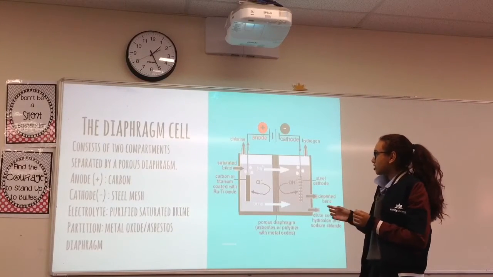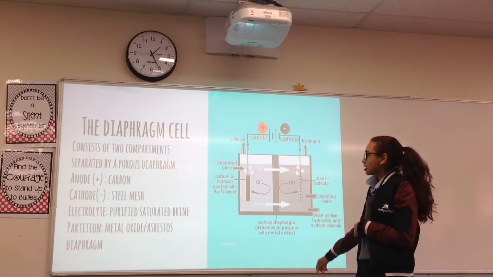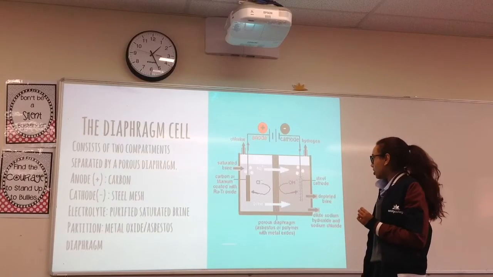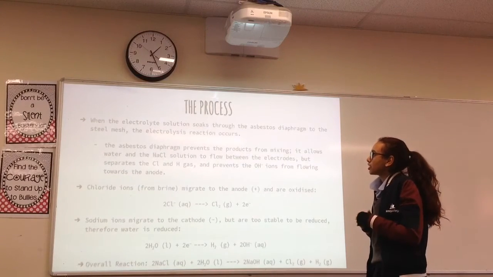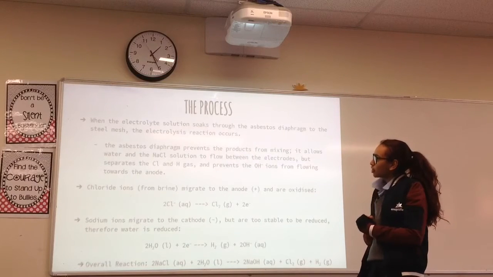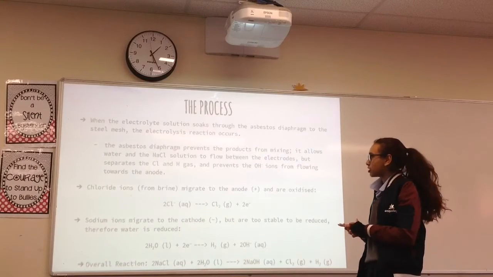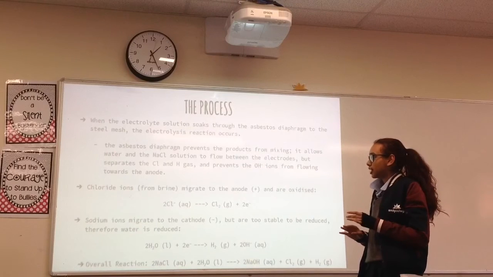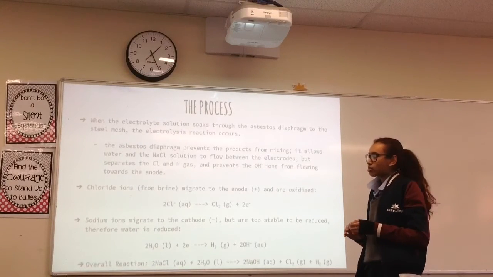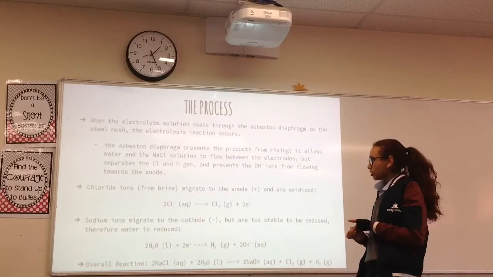So it consists of two compartments that are separated by a porous diaphragm. The anode is carbon, the cathode is steel mesh. Okay, this process involves when the electrolyte solution soaks through the asbestos diaphragm to the steel mesh, the electrolysis reaction occurs. So the asbestos diaphragm prevents the products from mixing, and it allows the water and NaCl solution to flow between the electrodes, but it separates the chlorine and hydrogen gas, preventing the OH ions from flowing towards the anode.